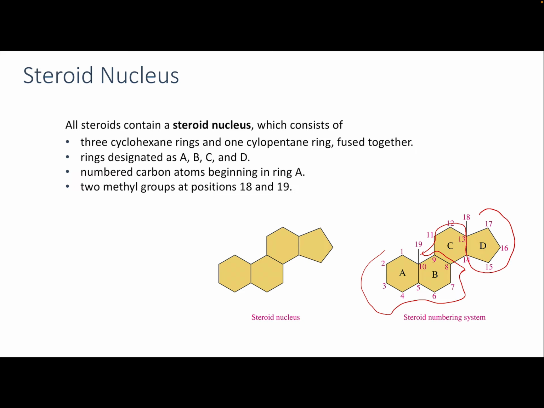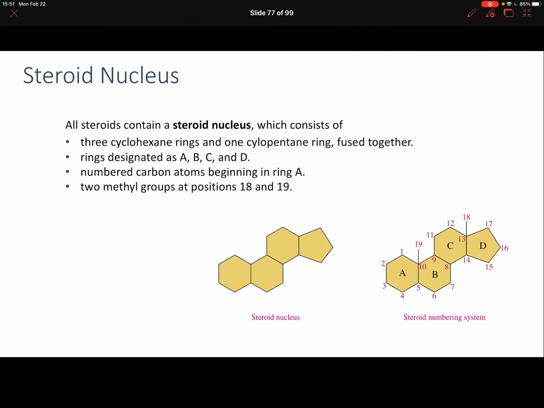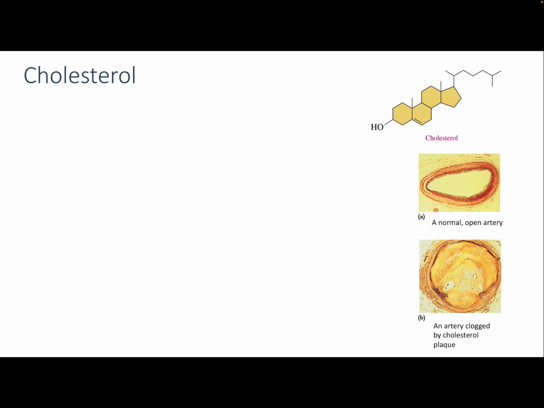There are 2 methyl groups at position 18 and 19. So those are methyls. And you'll see a lot of variations on this backbone. One of the first ones we'll take a look at is cholesterol. You can see right off the bat, cholesterol has some additional structures on the top of that last ring there, also a double bond and a hydroxyl group.